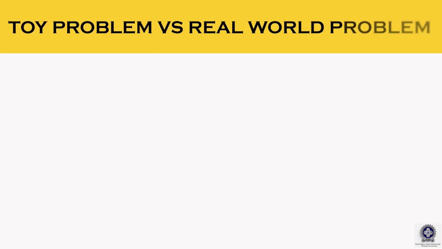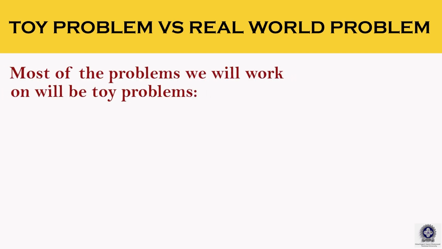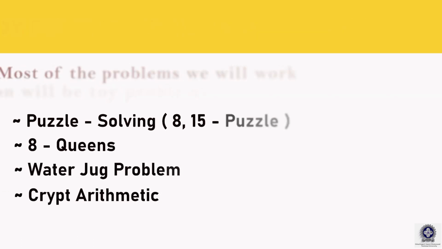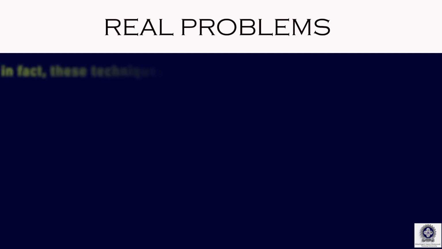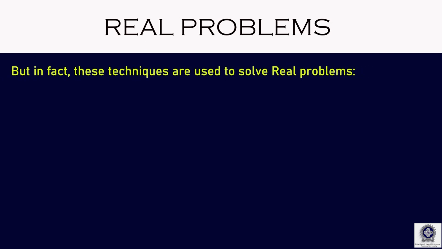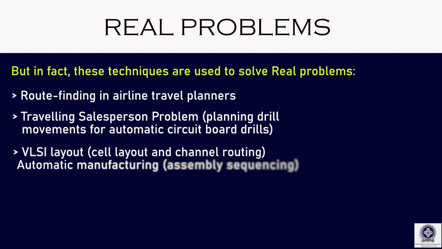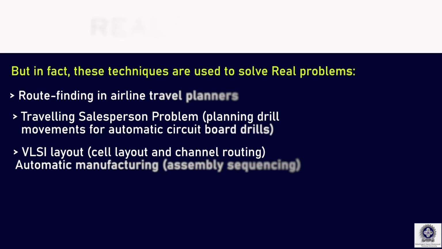The toy problem versus the real world problem. Most of the problems we will work on will be toy problems, like puzzle problems, 8 puzzle problem, 15 puzzle problems, 8 queens problem, water jug problems, crypt arithmetic. But in fact, these techniques are used to solve real problems like route finding in airline travel planners, traveling salesman problems, planning drill movements for automatic circuit board drills, VLSI layout, cell layout and channel routing, automatic manufacturing, assembly sequencing.